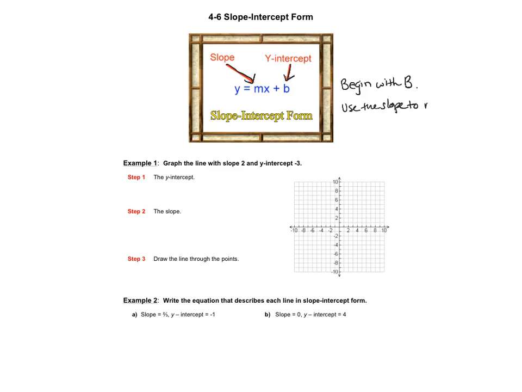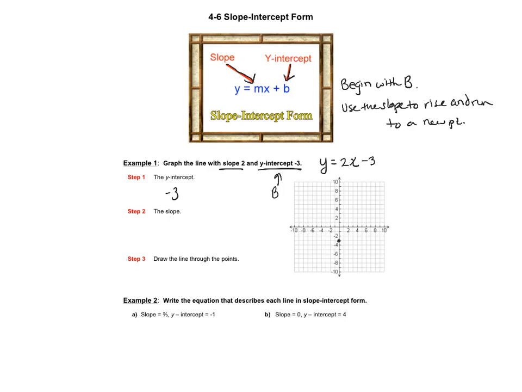to rise and run to a new point. So I'll show you what I mean. It says graph the line with a slope of 2 and a y-intercept of -3. First of all, if that were in y equals mx plus b, it would be y equals slope of 2, x, and then y-intercept, -3. So y equals 2x minus 3. But regardless, you're going to begin with the b, the y-intercept of -3.